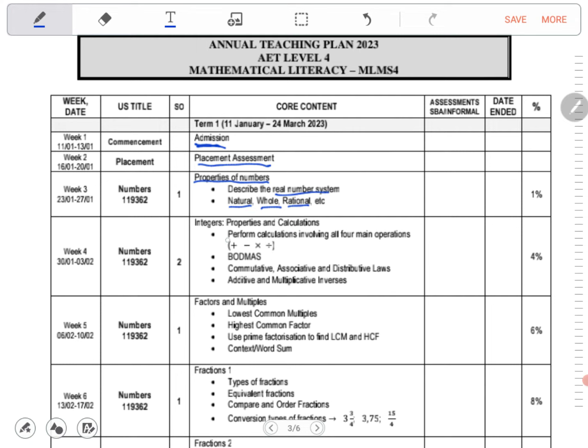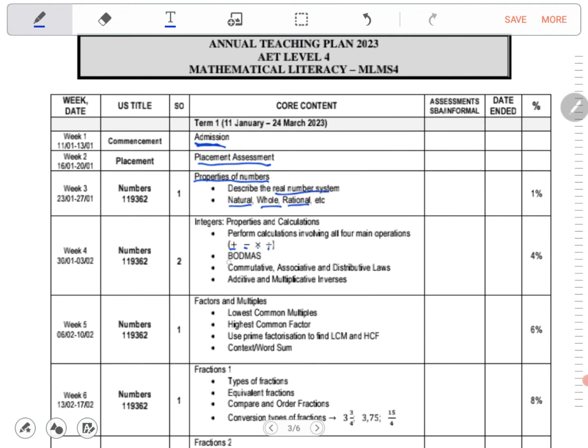And then we will progress to integers. In integers, we have properties and calculations. With integers, we can do calculations involving all four main number operations, which are addition, subtraction, multiplication, as well as division. We also do what is called BODMAS, which is the order in which calculations must be done.